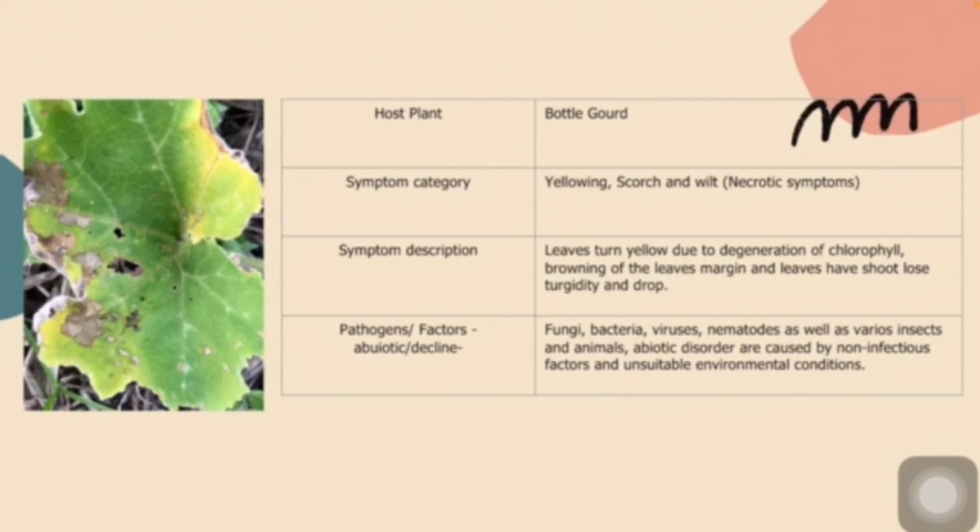Bottle gourd. The symptoms category are yellowing, scorch, and wilt. The symptoms are from necrotic symptoms. The symptom descriptions: leaves turn yellow due to degeneration of chlorophyll, the margins turn brown, and leaves have shoots lose turgidity and drop. The pathogens, vectors, abiotics, or declines are fungi, bacteria, viruses, nematodes, as well as various insects and animals. Abiotic disorders are caused by non-infectious factors and unsuitable environmental conditions.